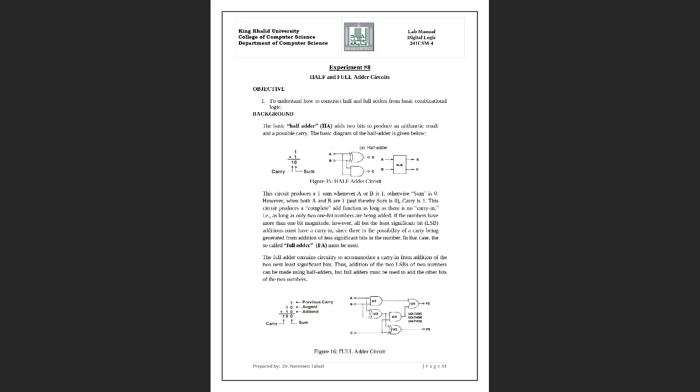This is just the last class. We have already done the activity. Now this is experiment 8, half adder and full adder circuit. To understand what a half adder is, it is nothing but adding two single binary digits A and B. It has two outputs, sum, that is S, and carry, that is C.